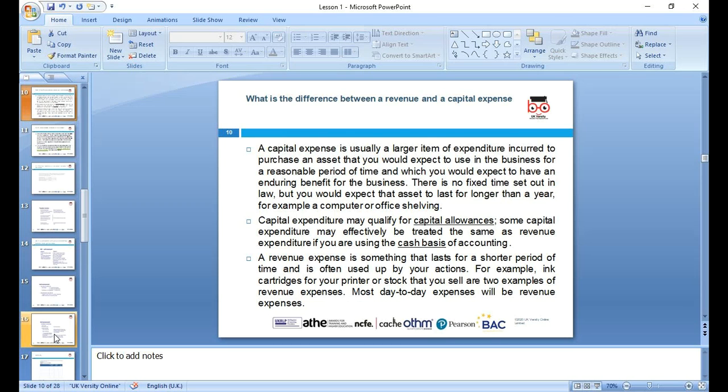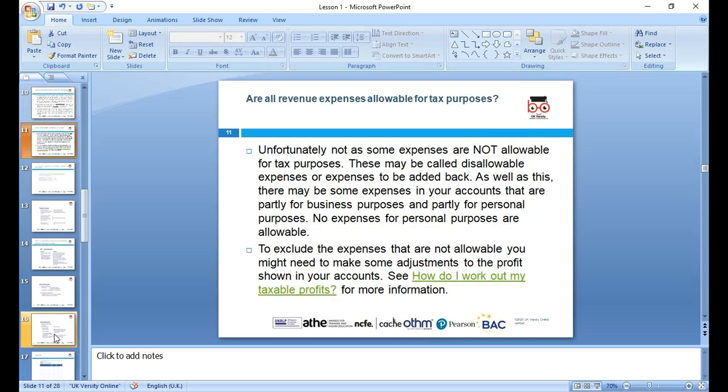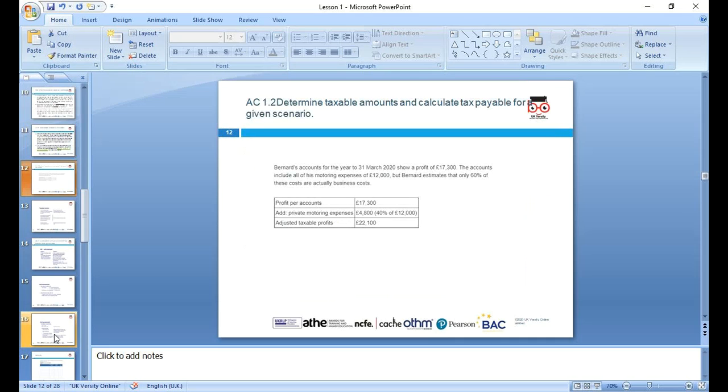Okay, next we're looking at all the revenue expenses that are allowed for tax. I copied them all there, and we can claim them, like insurance, advertising, repairs, yes? Okay, then we have assessment criteria 1.2: determine taxable amount and calculate the tax payable given a scenario.